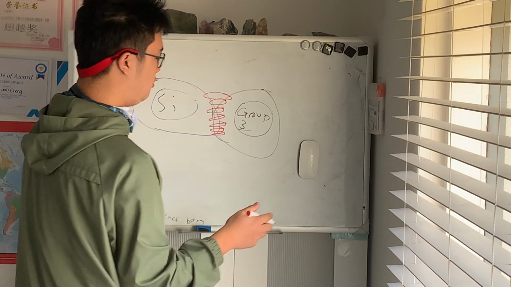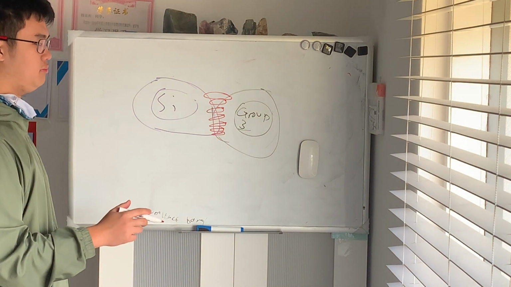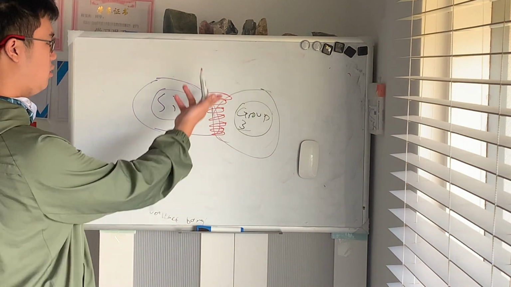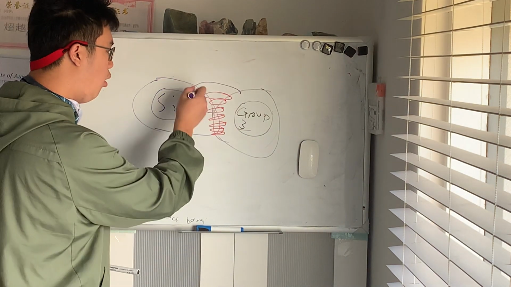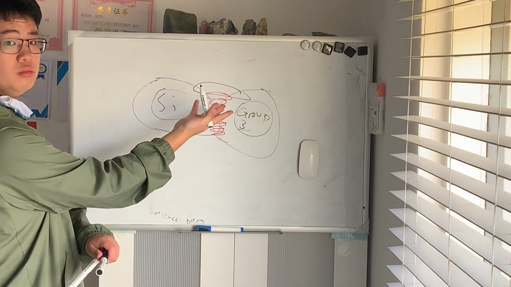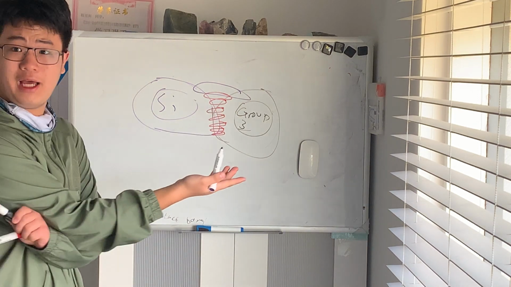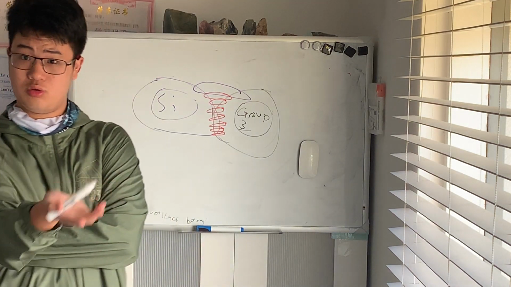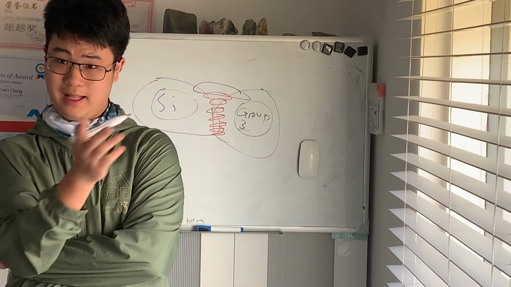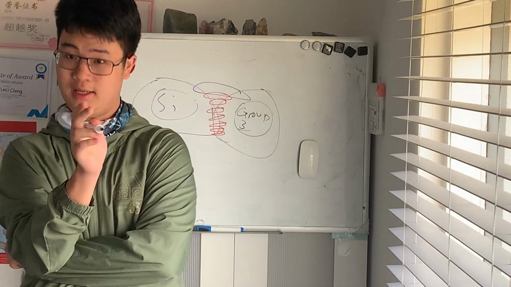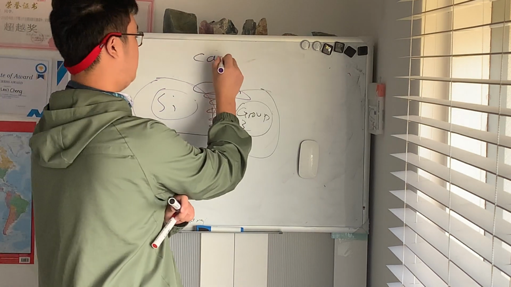1, 2, 3, 4, 5, 6, 7. And you notice that there's actually one free space, which is the hole. There's a hole. A hole can be used to conduct electricity as well. The things that can be used to conduct electricity are called carriers.